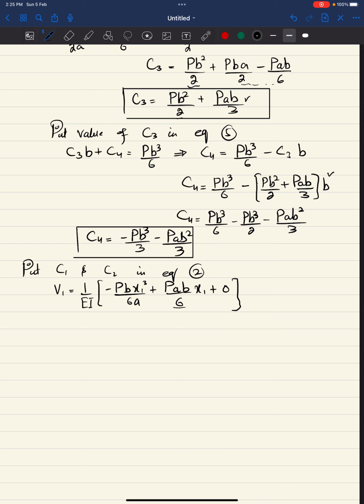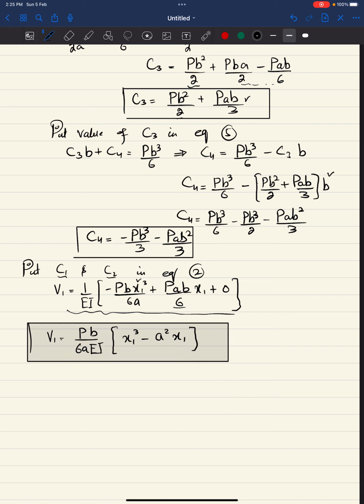Okay, so after putting the value of C1 and C2 in equation number 2, you will get this equation. And if you further simplify it, if you take P over 6aEI and you take b as common, you will be left with x1 cube over here minus a square into x1. So this is the deflection equation of the elastic curve, the deflection in terms of x1.